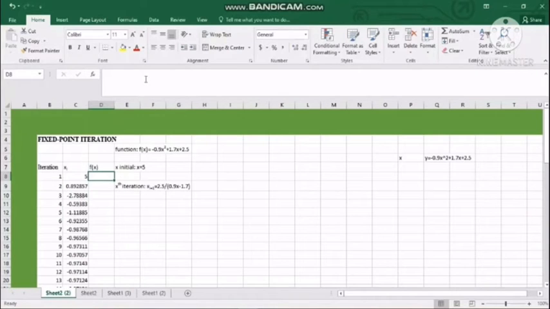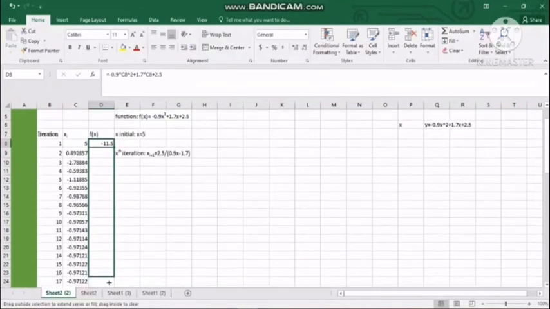Then in getting the function of x, or the y values, we will just substitute the x initial to the function. Negative 0.9 times x squared plus 1.7 times x plus 2.5, and drag it down.